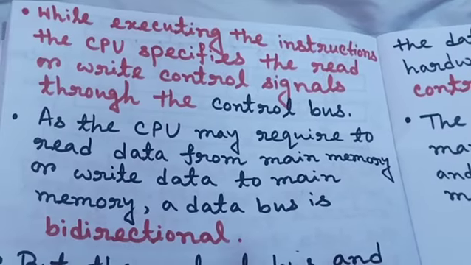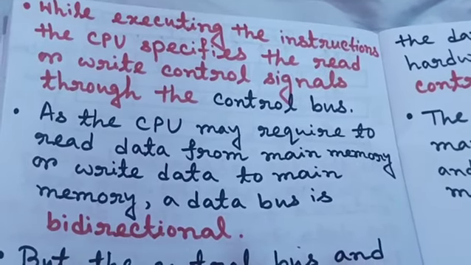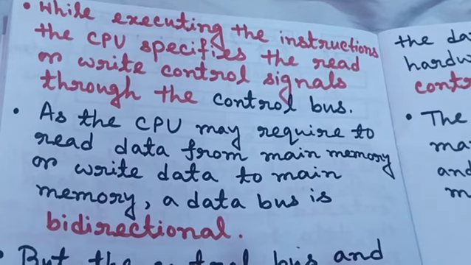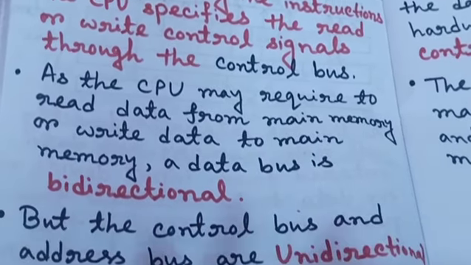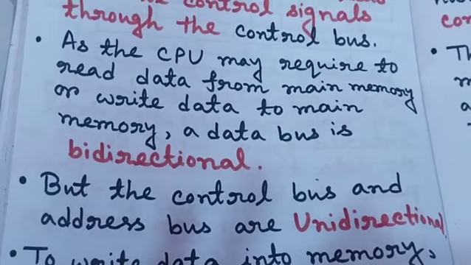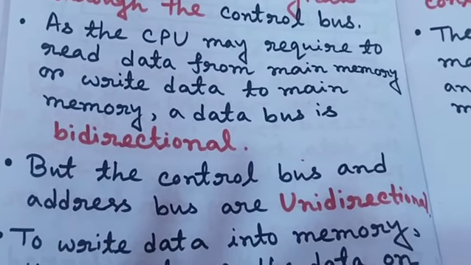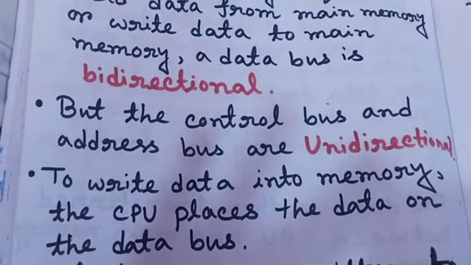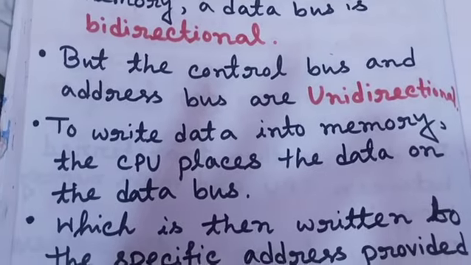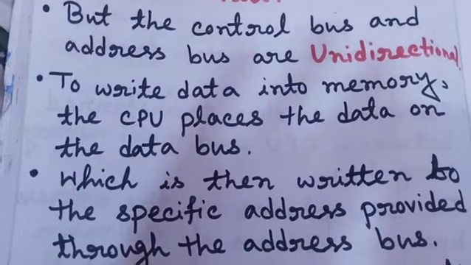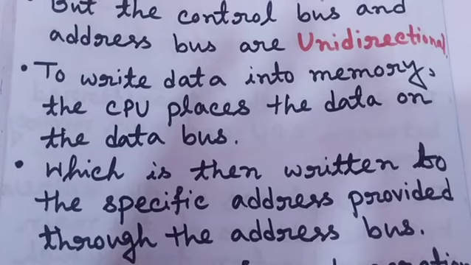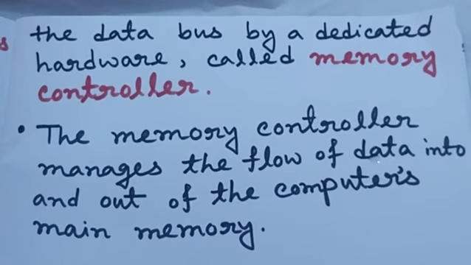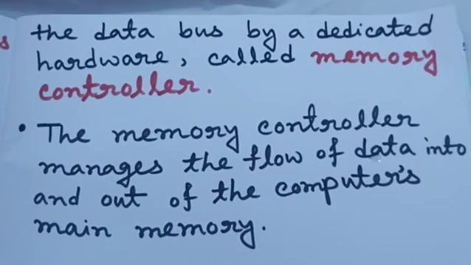As the CPU may require to read data from main memory or write data to main memory, a data bus is bidirectional, but the control bus and address bus are unidirectional. To write data into memory, the CPU places the data on the data bus, which is then written to the specific address provided through the address bus by a dedicated hardware called memory controller.